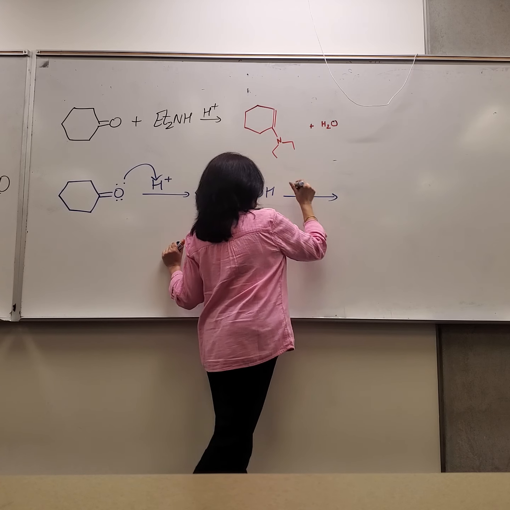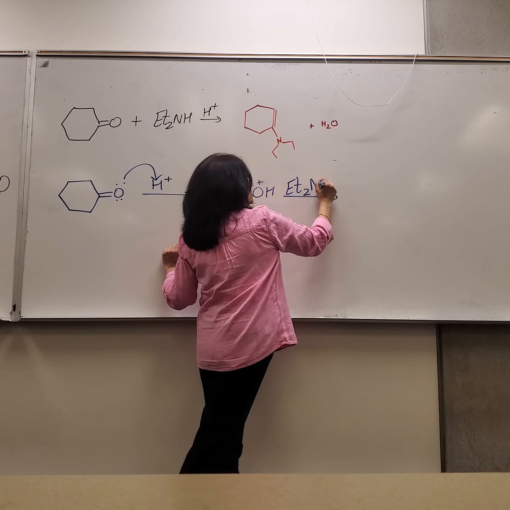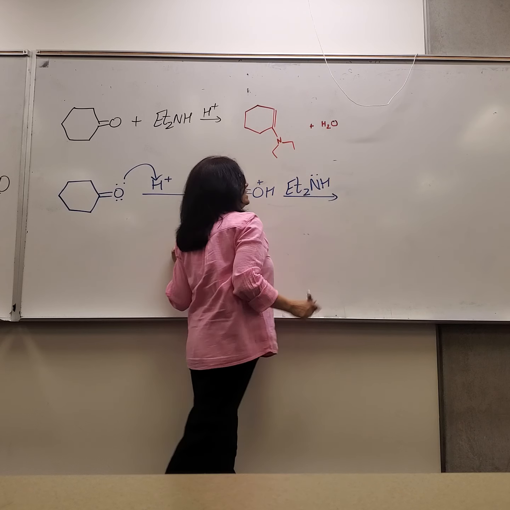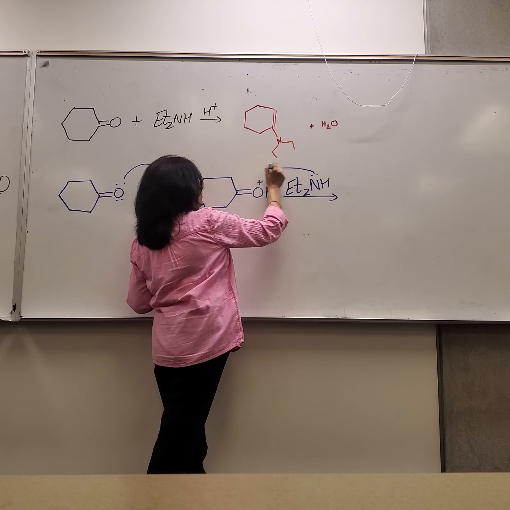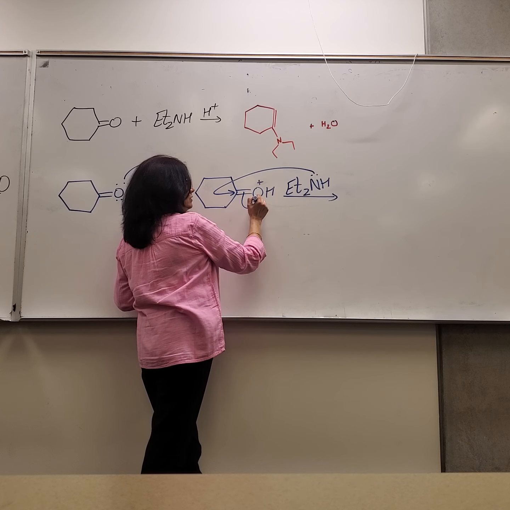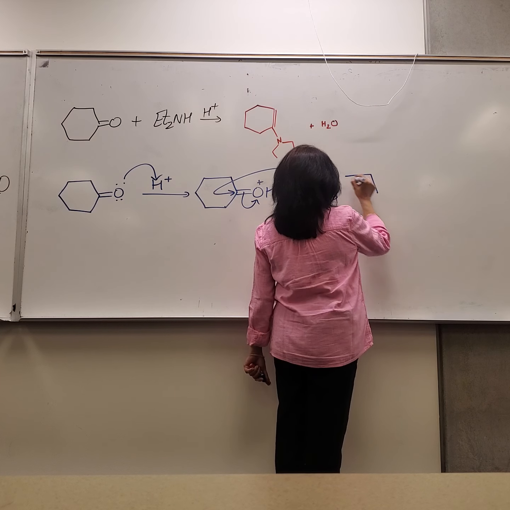The NEt2, right? Yes, Et2NH. It attacks where? The carbonyl carbon, because that's a nucleophile and it attacks the electrophile. Agreed? Yes. Okay. What next?